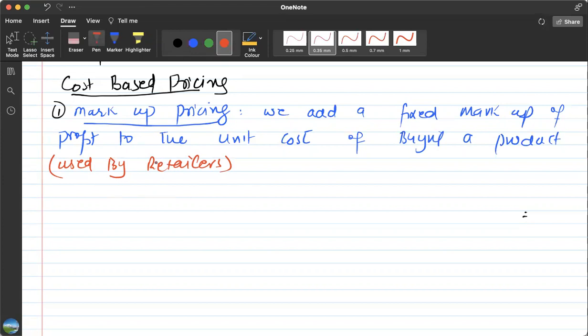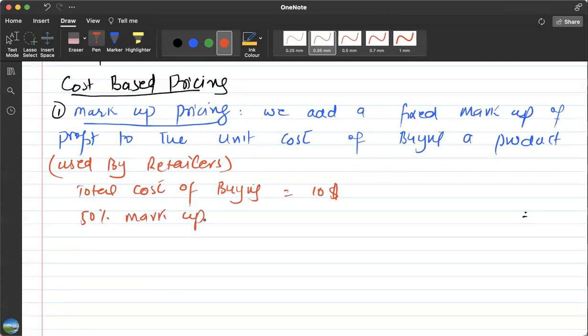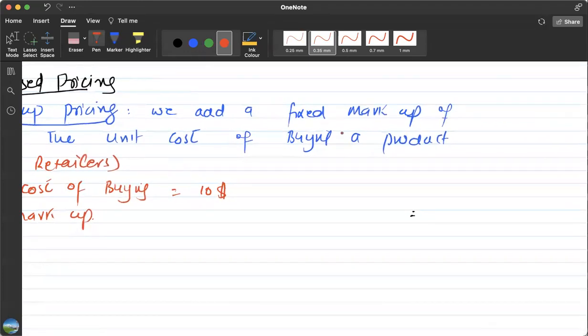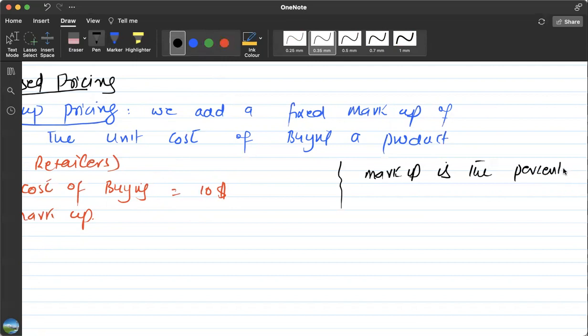If we have the total cost of buying something, for example, $10, we want to add 50% markup. And now, what is markup? Markup is the percentage profit on the cost of production of the product or cost of buying of the product.